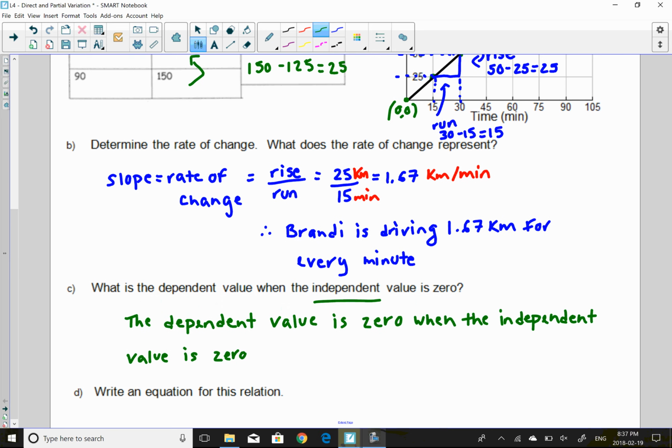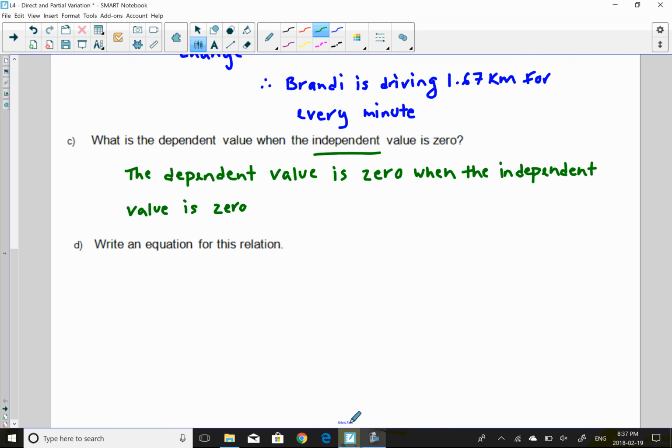Okay, so writing an equation is new for us. So write an equation for this relationship. So our distance is basically equal to 1.67 times the time, because for every minute we are going 1.67 kilometers.